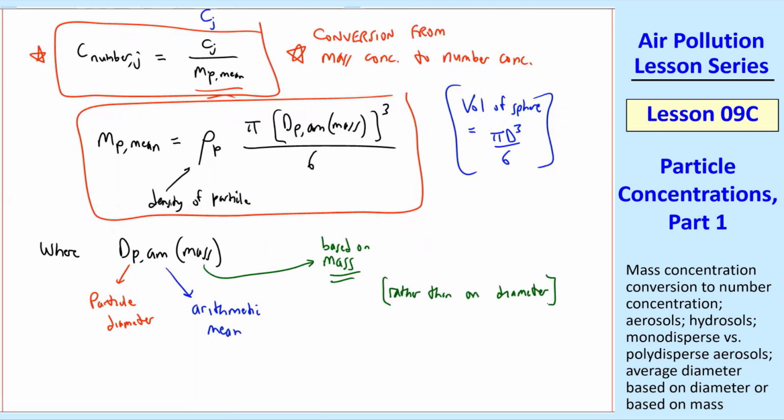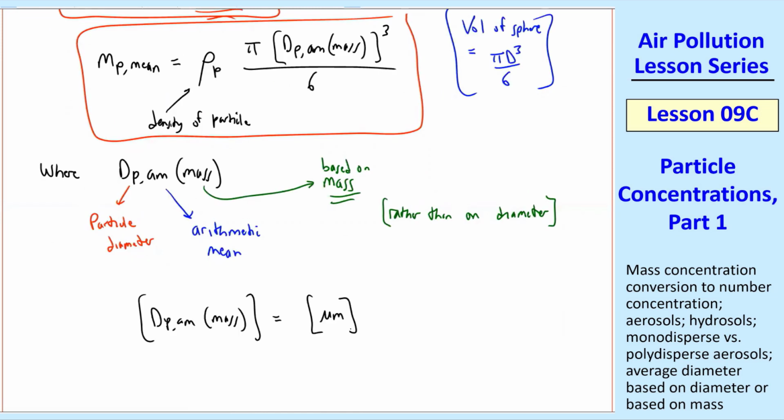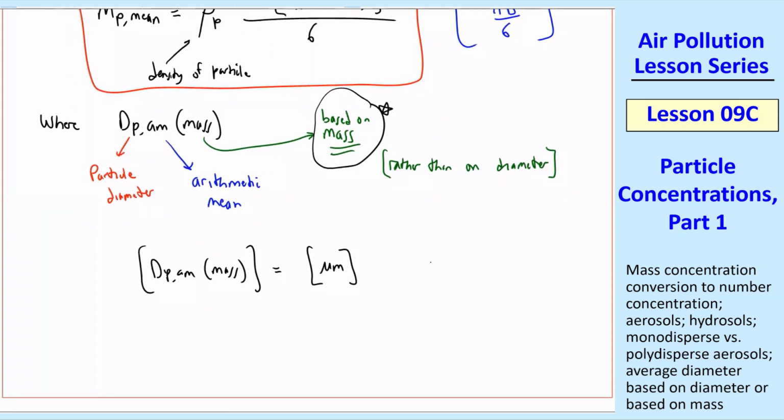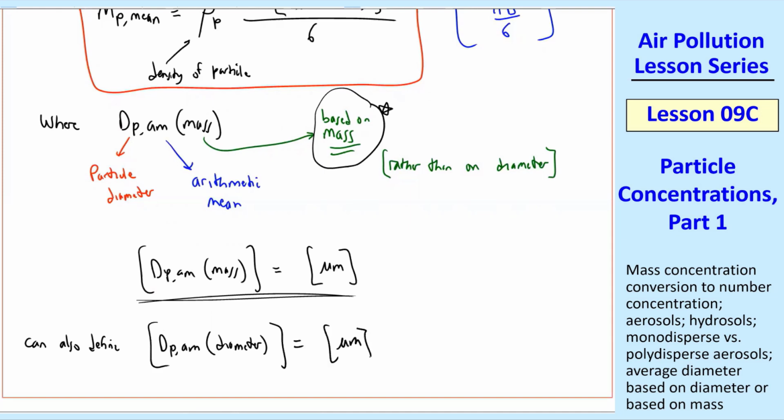So you see there's two different ways we can calculate an arithmetic mean of a particle, an arithmetic mean diameter. We can base it on the diameter itself, or we can base it on the mass of the particle, and those will be different. Note that even though we call this dpAM mass, the mass in parentheses simply means that it's based on mass rather than on diameter. But the units of dpAM mass are still microns. It's still a diameter. And you can also define dpAM based on diameter rather than mass. And then that would also have typical units of microns.